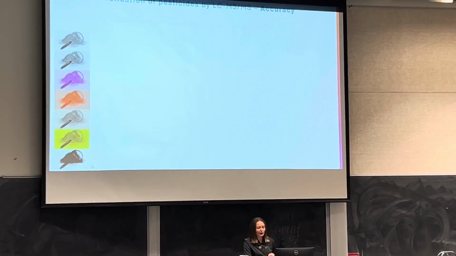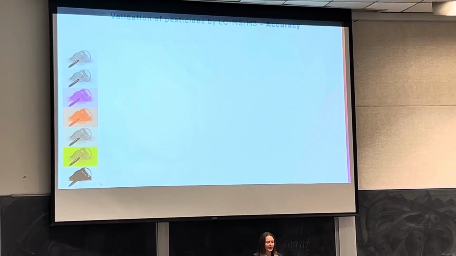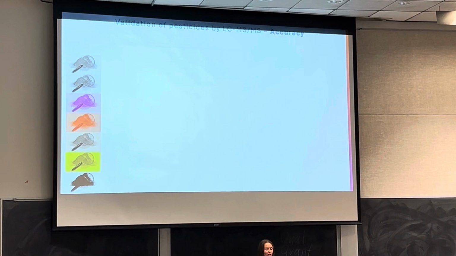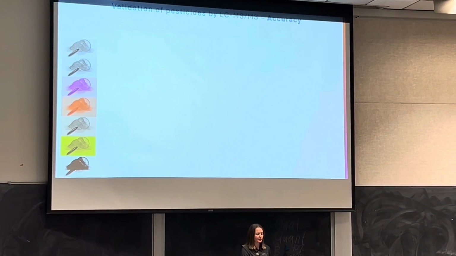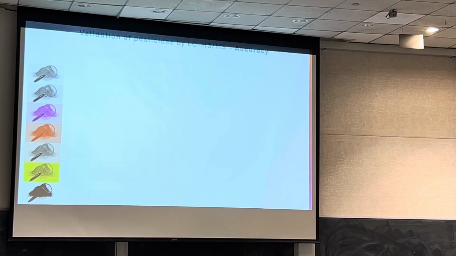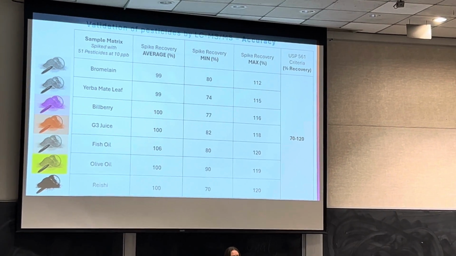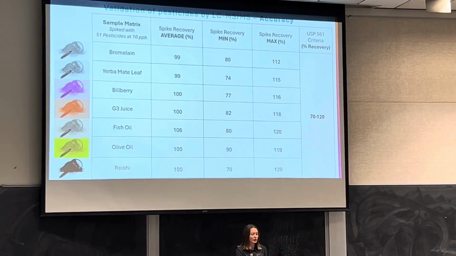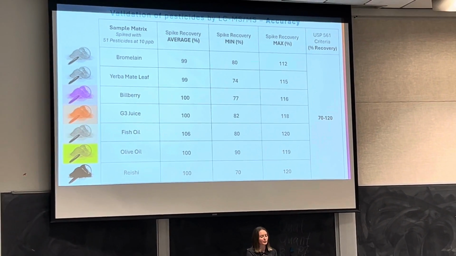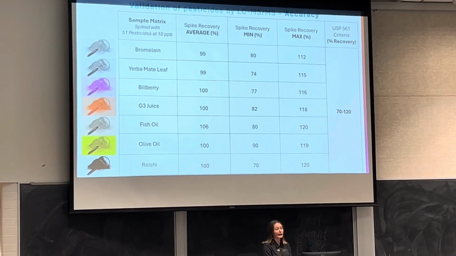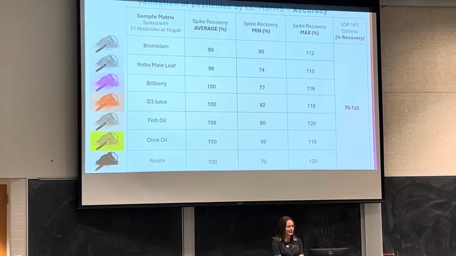To test method accuracy, standards for the 51 pesticides were spiked into the extraction of each matrix at a known concentration, 10 ppb per compound, ppb being parts per billion. The amount determined in each spike matrix by LCMS was calculated relative to the spike level to get the percent recovery of each compound, and the recovery of each pesticide fell within the USP 561 acceptance criteria for accuracy of 70 to 120% in all 7 test matrices.